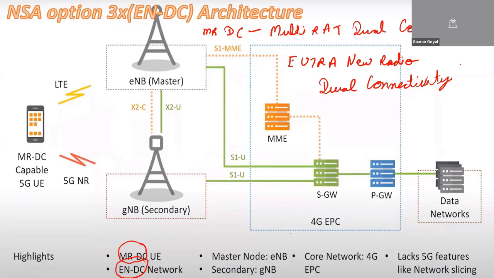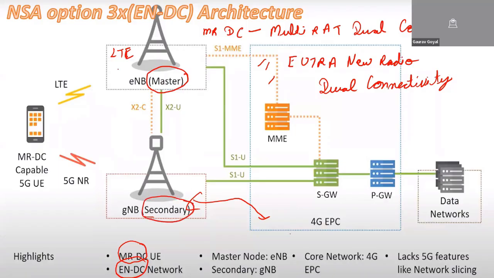Now the node which is connected to the EPC for signaling purposes is called the master node. You can see here that we have the LTE eNodeB, and it is connected to the UE. But you can see that the eNodeB is connected to the MME. You can see the dotted line here. It means the control plane is controlled by the eNodeB. That's why it is called the master node. The gNodeB doesn't have a signaling path between the gNodeB and the core, right? You can see that there is no dotted line between the gNodeB and the 4G core. That's why it is called the secondary.